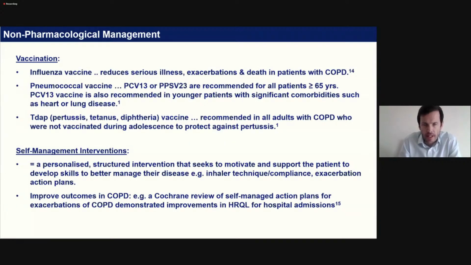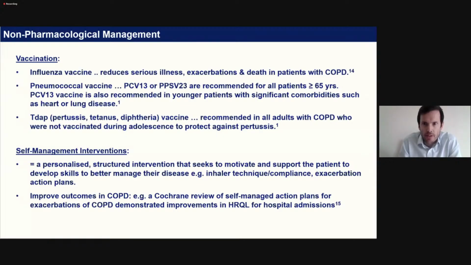Vaccination is another important element of COPD management. The influenza vaccine should be administered annually. This has been shown to reduce serious illness, exacerbations, and death in patients with COPD.